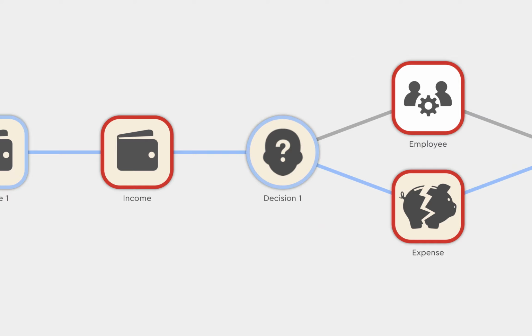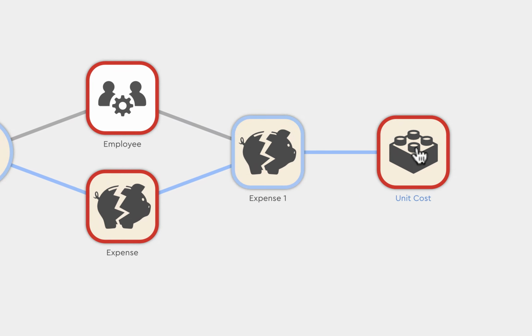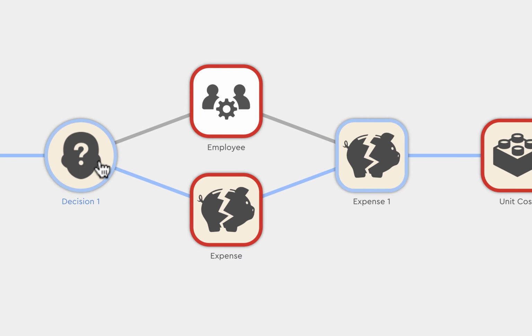So in this tutorial, we've covered how to append an event to the end of a scenario. We've covered how to branch, which can only be done from decisions. We've covered how to delete and connect events, and also how to insert events in between two existing events.